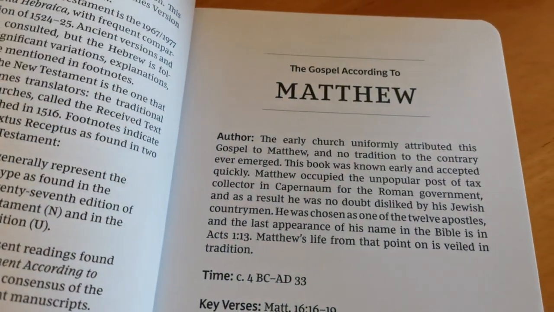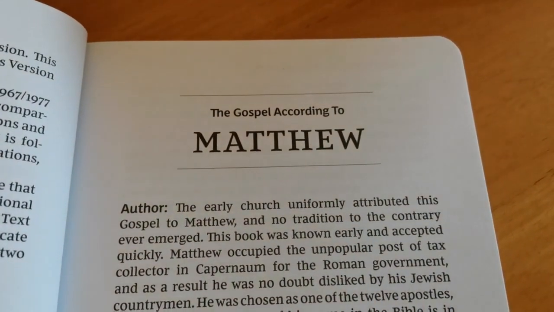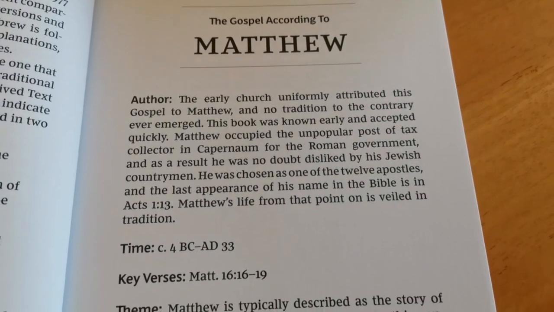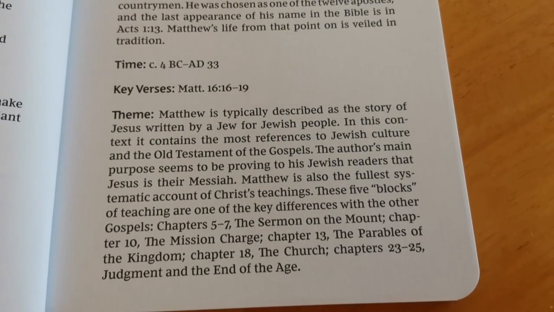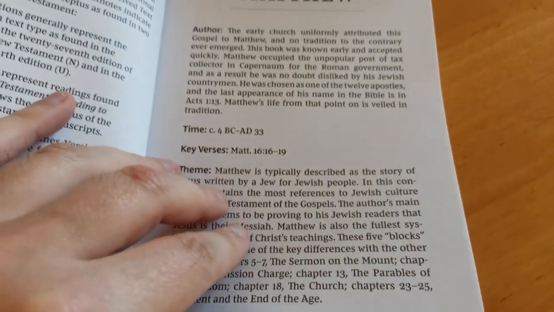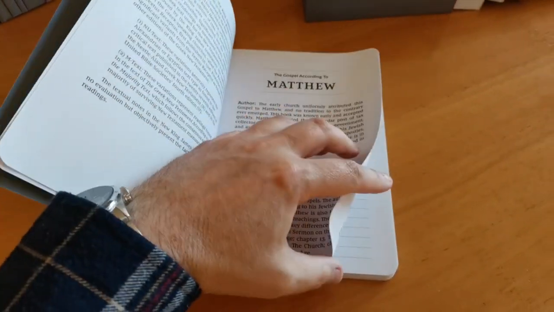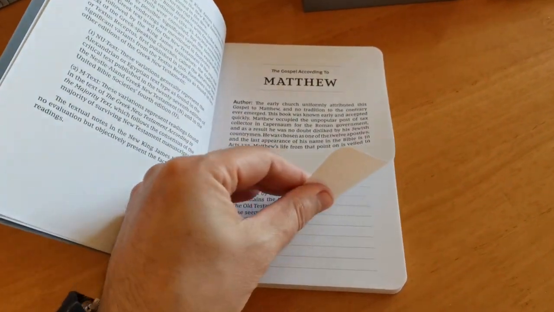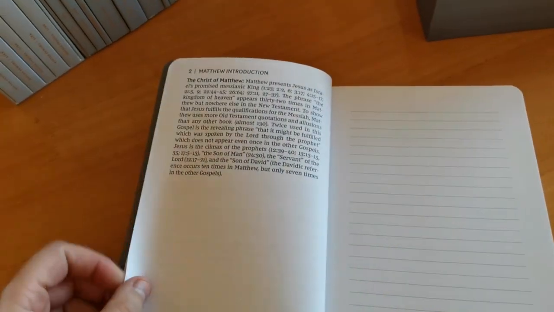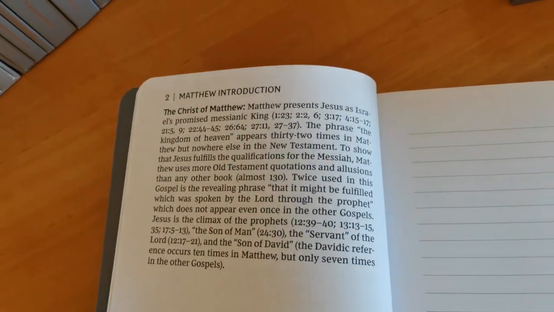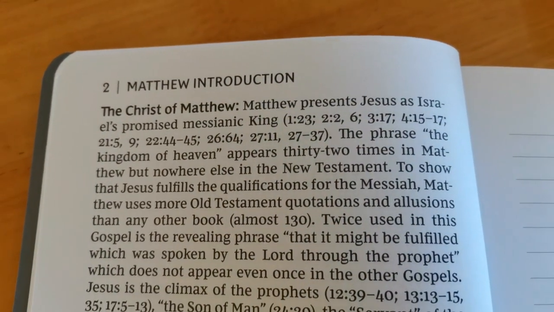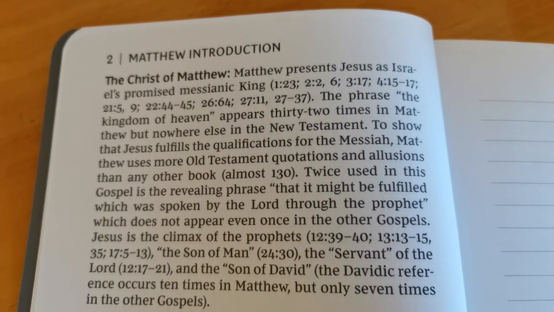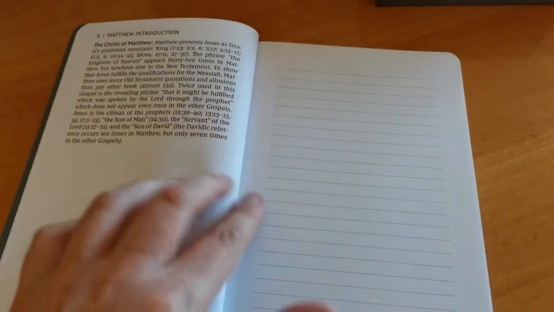And then we got the first book of the Gospels, the Gospel of Matthew, with an introduction, key verses, a theme. And if I manage to turn this around, you can see how this ends. And then you've also got a very nice blank sheet on the bottom. Look at the font, it's just amazing. And next to it you have this lined paper.